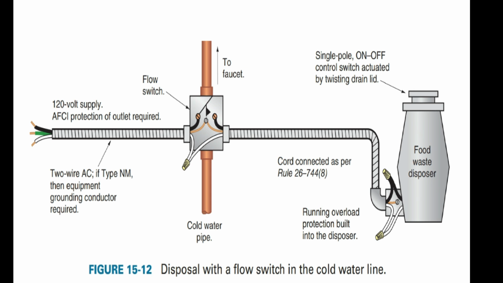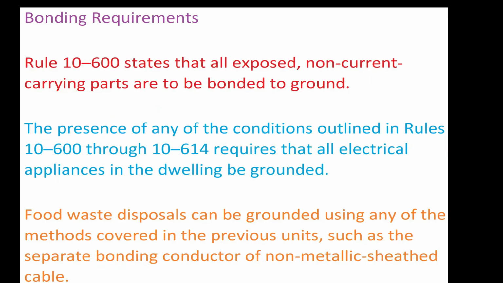This figure shows one method of installing a food waste disposal with a flow switch in the cold water line. Bonding requirements. Rule 10-600 states that all exposed, non-current carrying parts are to be bonded to ground. The presence of any of the conditions outlined in Rules 10-600 through 10-614 requires that all electrical appliances in the dwelling be grounded. Food waste disposals can be grounded using any of the methods covered in the previous units, such as the separate bonding conductor of non-metallic sheet cable.